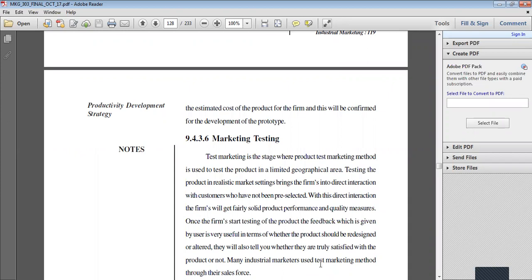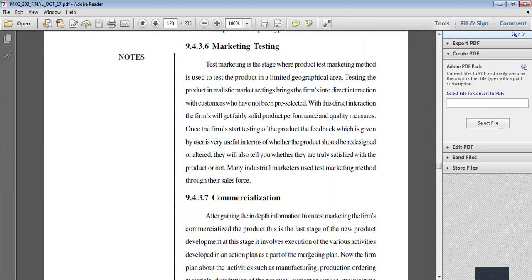Once the firms start testing the product, the feedback given by users is very useful in terms of whether the product should be redesigned or altered. They will also tell you whether they are truly satisfied with the product or not.